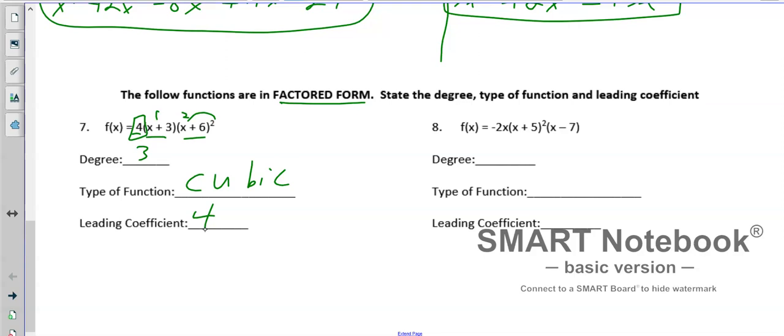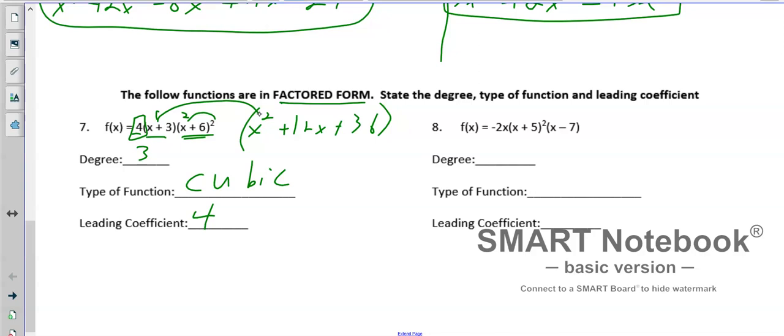Now remember, that's the shortcut. If you need to, you could FOIL this out, and you'd get x squared plus 12x plus 36, and then multiply the x plus 3 times that. But when you do that, x times x squared is just going to give you x cubed. And then when you distribute the 4 at the end, you'll get 4x cubed. So there's no reason to do all that work if you can just see the shortcuts.